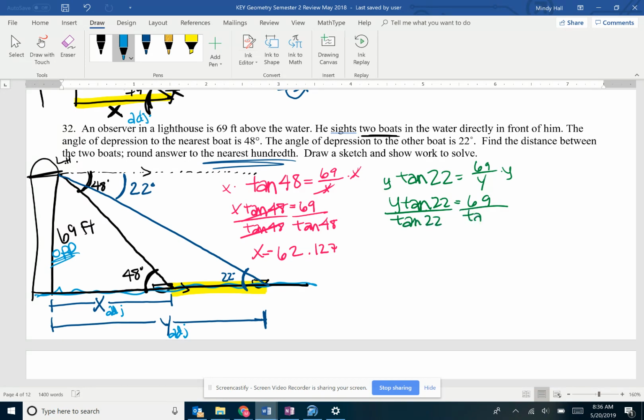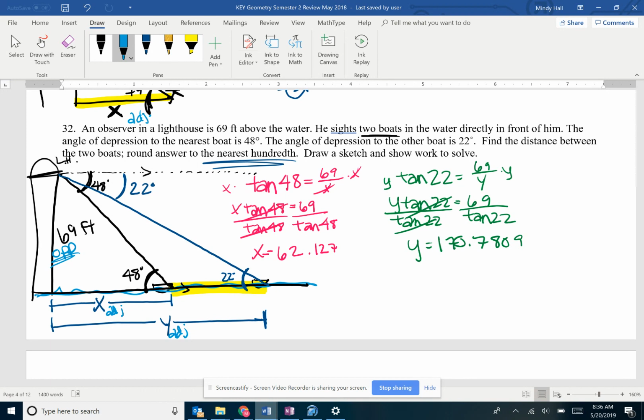I know some of you are really tempted to just find what tangent 22 is and leave it as a decimal. Please avoid doing that, because then you run into more rounding issues. But 69 divided by tangent of 22 gives us 170.7809, and I'm only going out this far because it rounds funny.